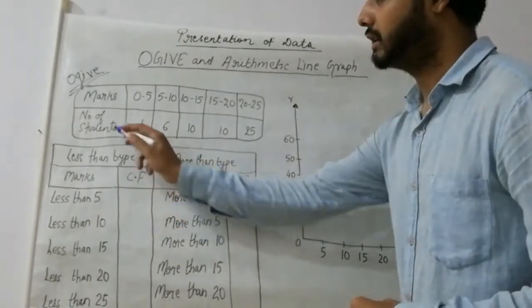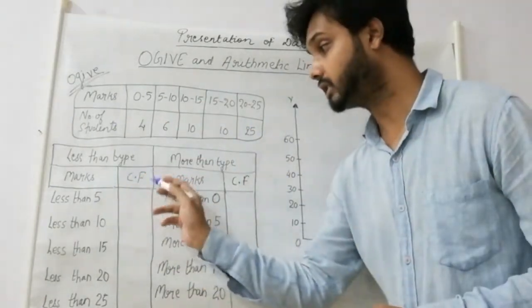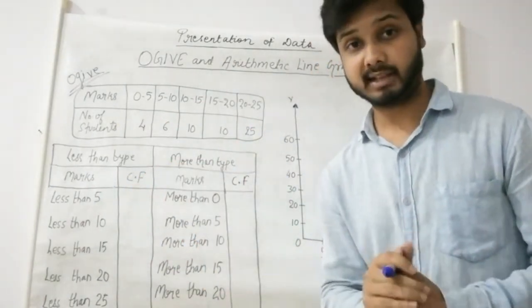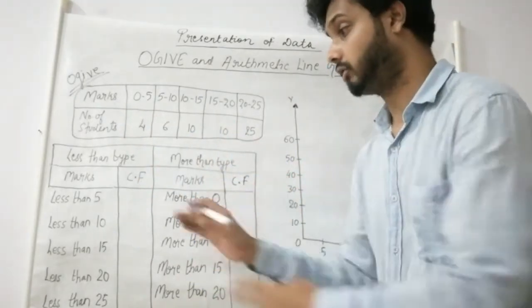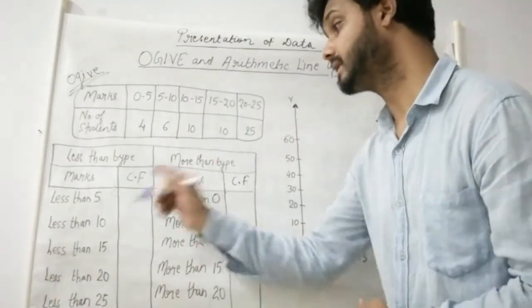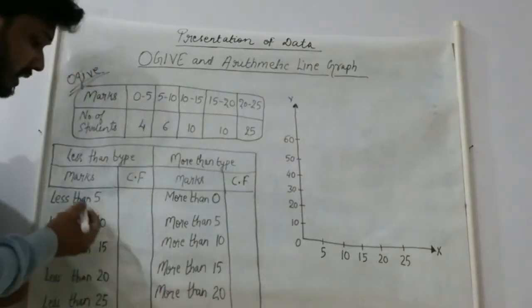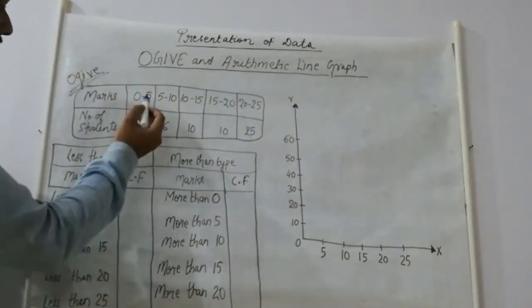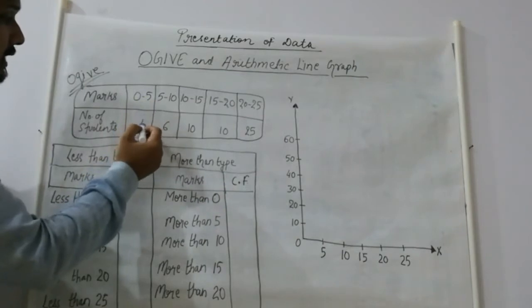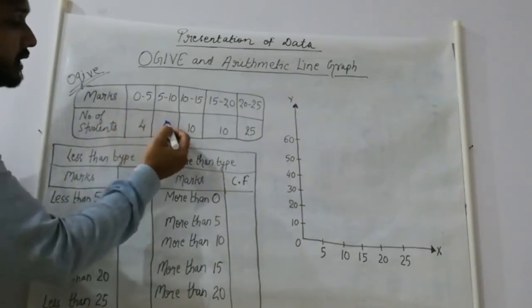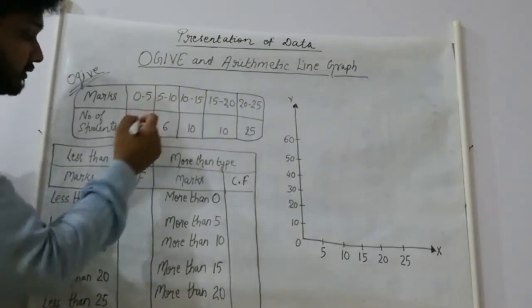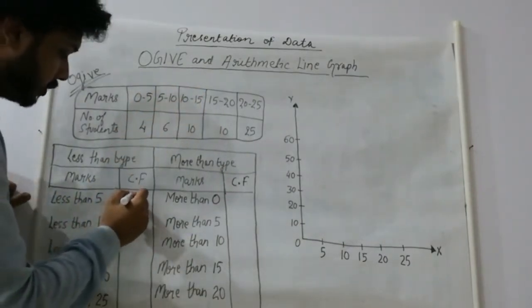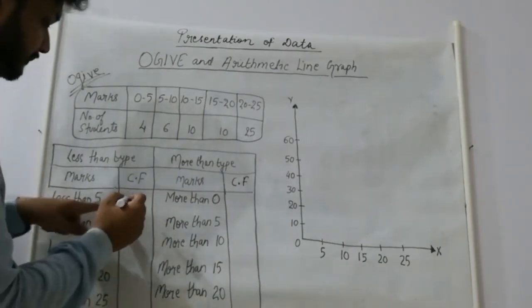Cumulative frequency. Here frequencies are given, but when we convert this, we get the cumulative frequency. Cumulative here means when we add all of this, the addition of all of this, when we accumulate all of this, it is cumulative frequency. Let us see how we can find this out. Less than 5, okay, so this 4 we can see as less than 5, because when we include the next, it will be between 5 to 10, so it will be more than 5. That's why in less than 5 only 4 will come.